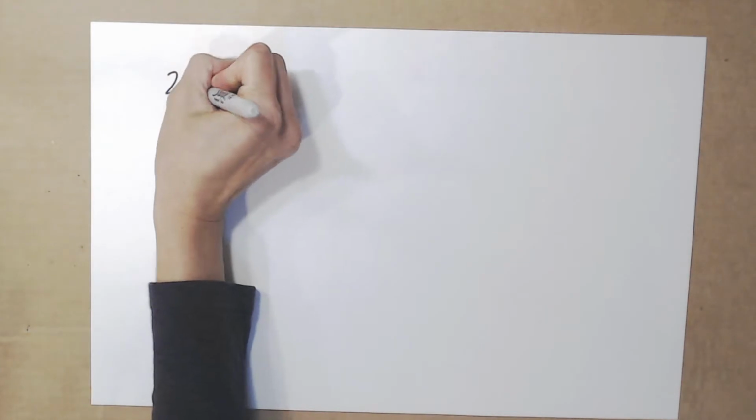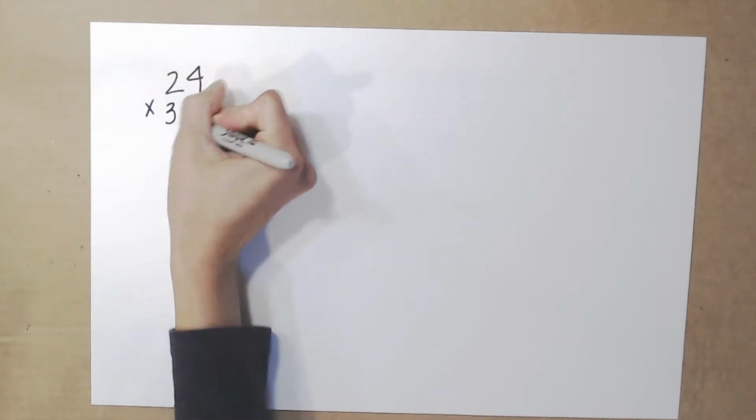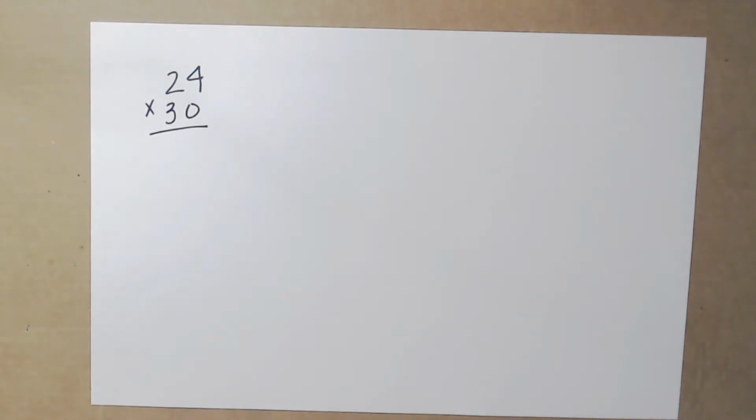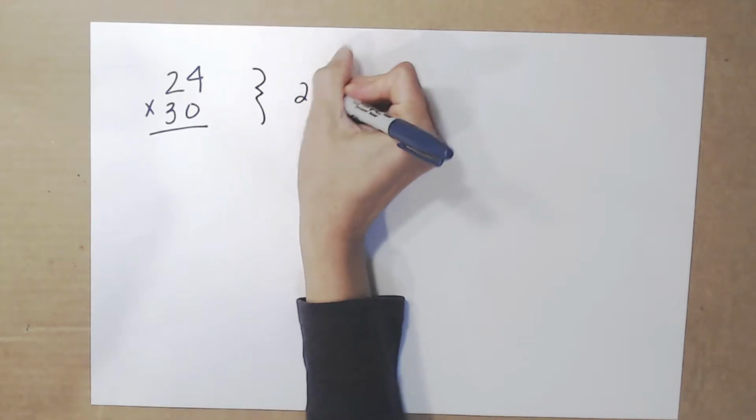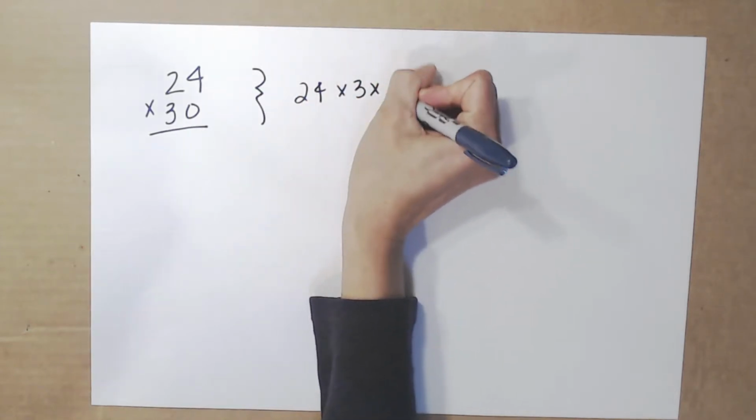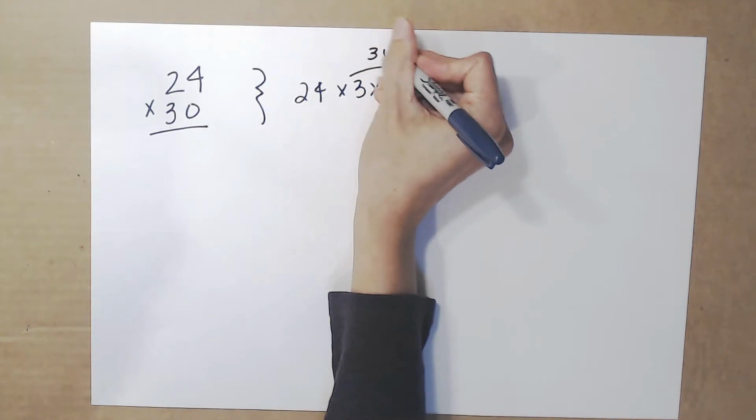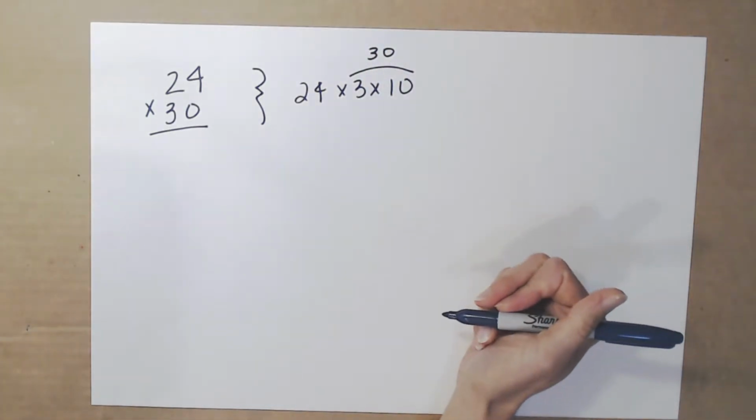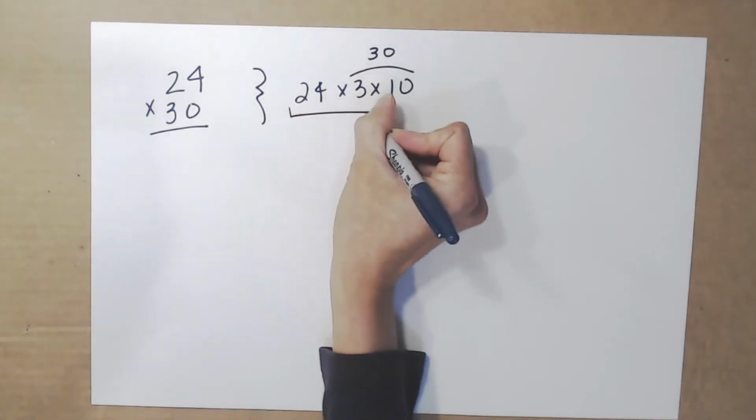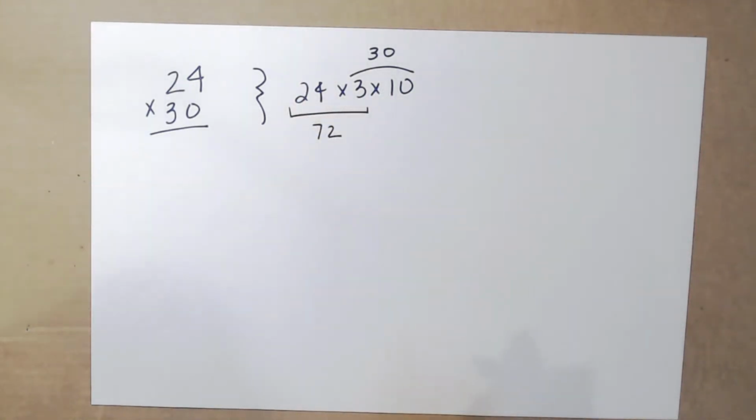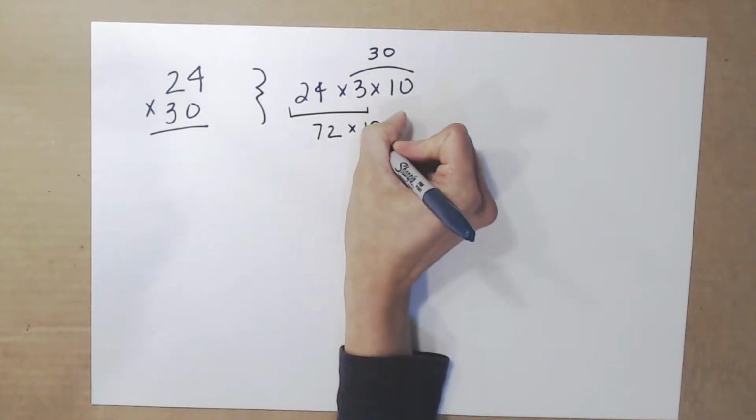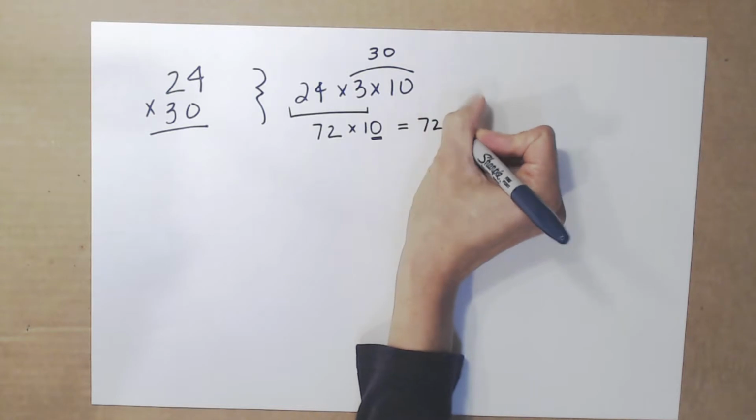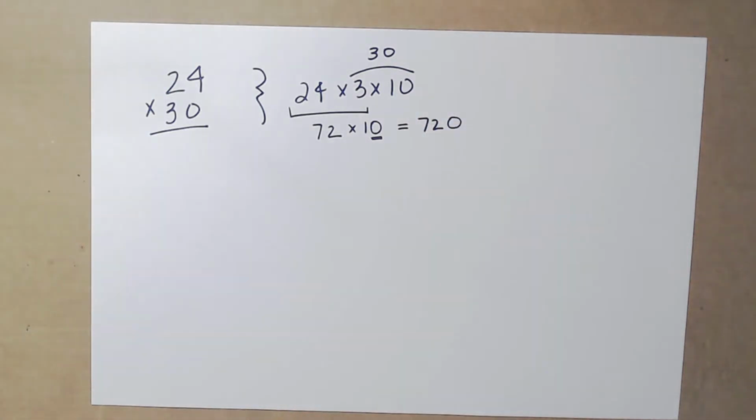Okay, so similar numbers to the last one, but instead of 24 times 3, let's do 24 times 30. Now this is really just 24 times 3 times 10, because 3 times 10 is 30. So we already know that 24 times 3 is 72. We just did that. And then if we multiply 72 times 10, when we multiply a number by 10, we add a 0 to it. So we know the answer will be 720.